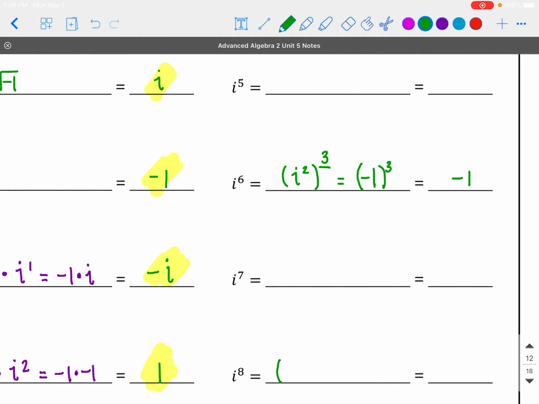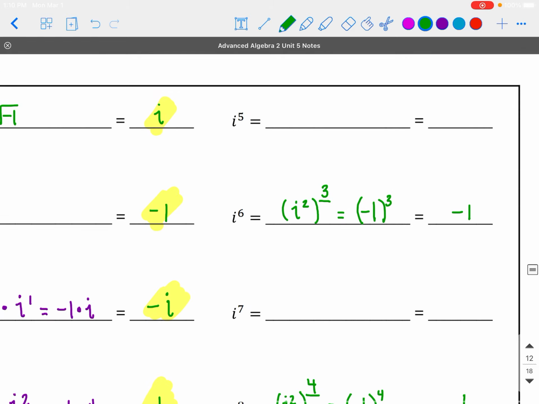If we go down to i to the eighth, we put i squared in parentheses. We would raise that to the fourth power, because 2 times 4 is 8. So that would be negative 1 to the fourth power, which is a positive 1. So anytime that you have an even exponent, you can do it this way, where you put the i squared in parentheses and then you raise that to some power.